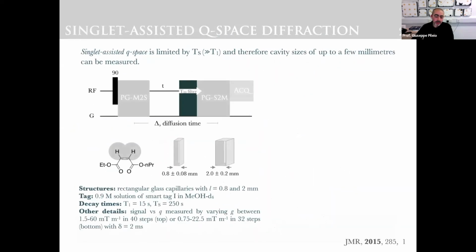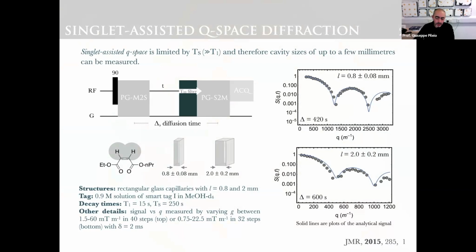The experiment this time uses this pulse gradient M12 sequence to create singlet order, but mark the molecular position at some time. Then after a long diffusion time, you decode the molecular position, and you also convert the singlet back to detectable magnetization with the PG S2M. In the experiment here, I've used two cavities. These are glass rectangular capillaries, where the inner cavity is either 0.8 or 2 millimeters, so it's really macroscopic.